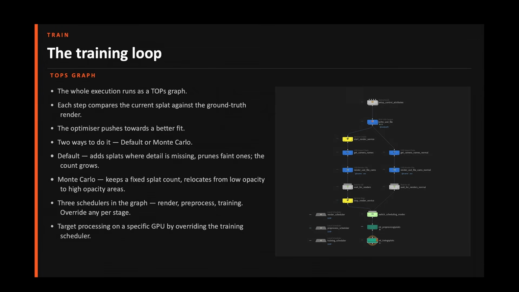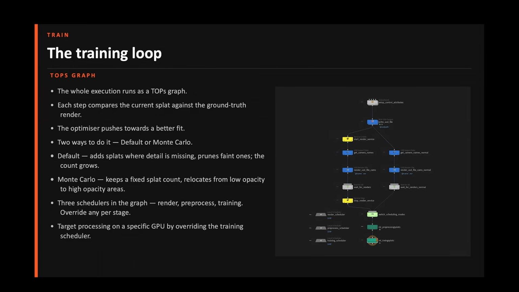And as far as the actual training process goes, that is running in a TOPs graph. And in each step, the algorithm is comparing your current version of your splat against the ground truth images, and it's pushing those points towards the better fit. So it's trying to find positions, orientation, scales, and training the data of those individual points to really represent your asset in the best way possible.